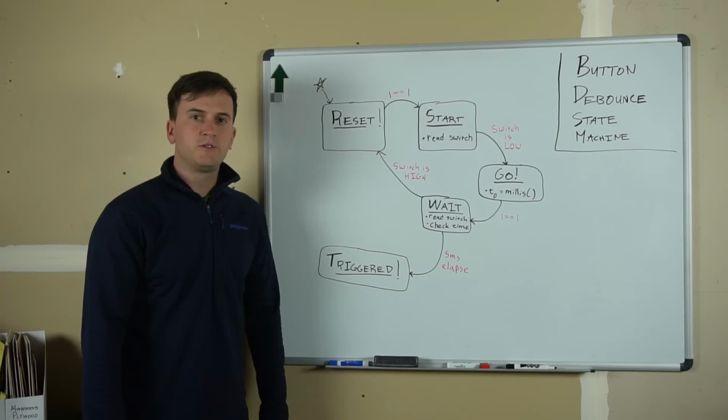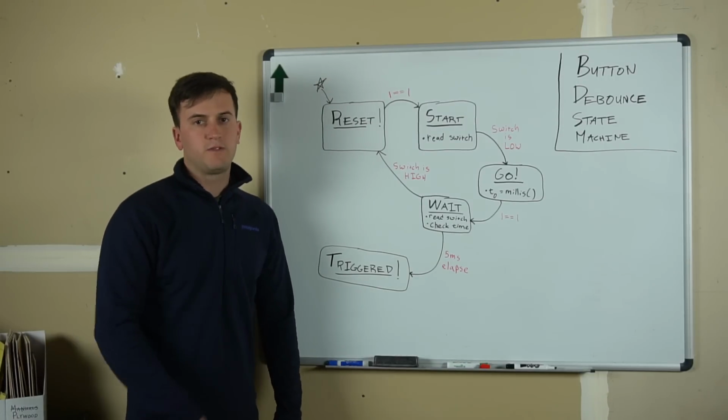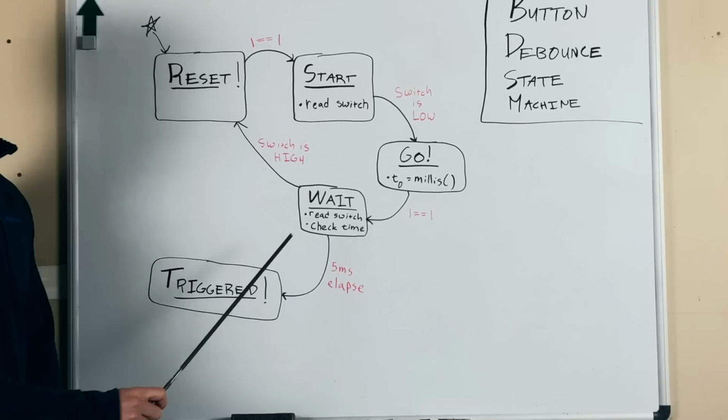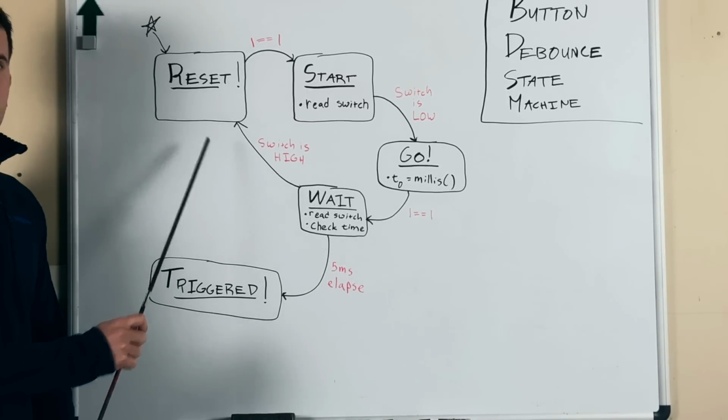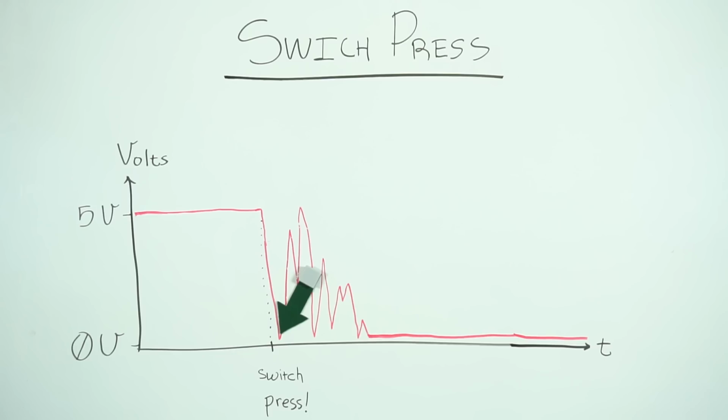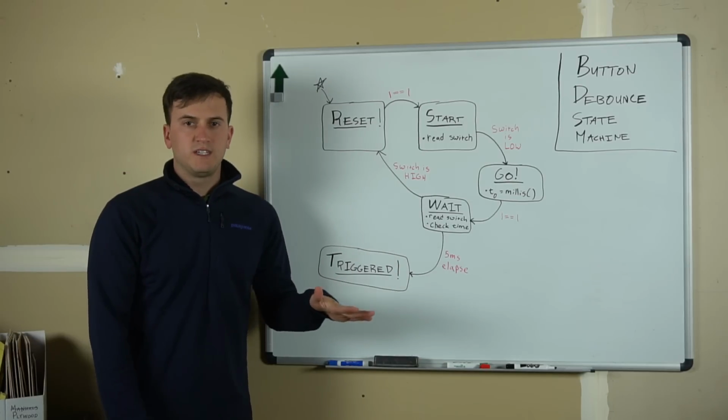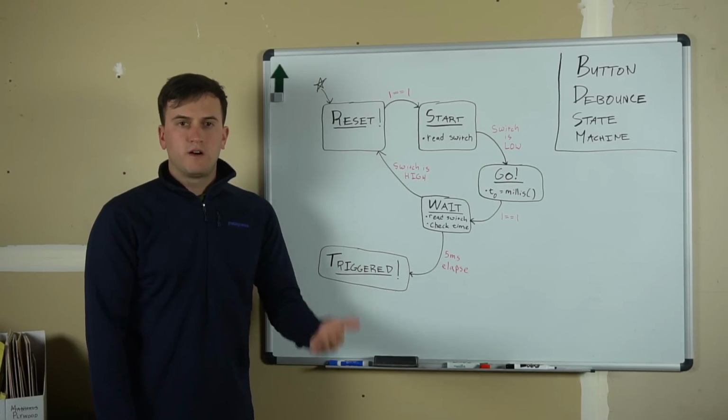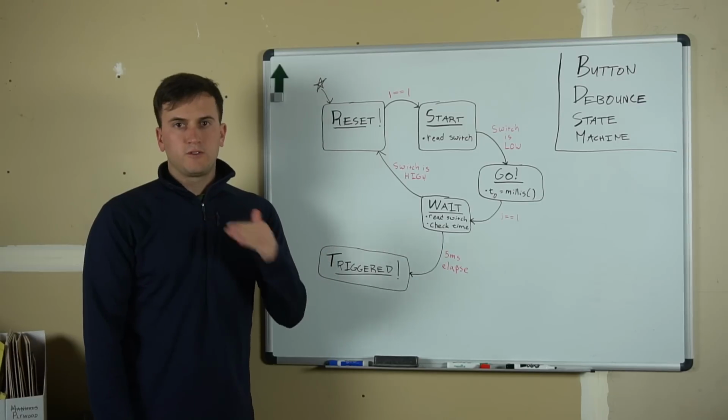Okay, now I have two transitions that take us out of the wait state. The first transition takes me back to reset, and I'll go back to reset if the switch is high. What that means is if the switch value goes back high, I'll count that as a bounce and reset the whole state machine and have it run over again for the next time the voltage drops.